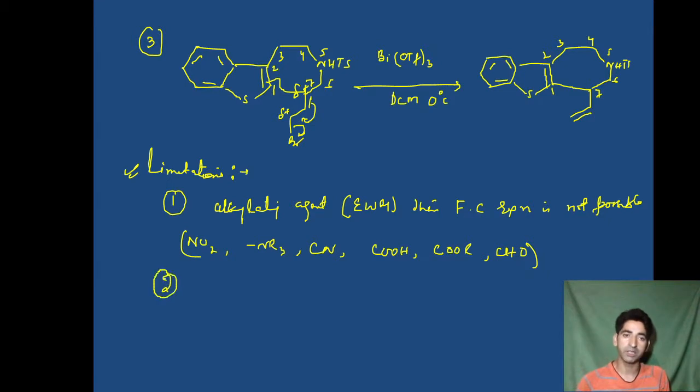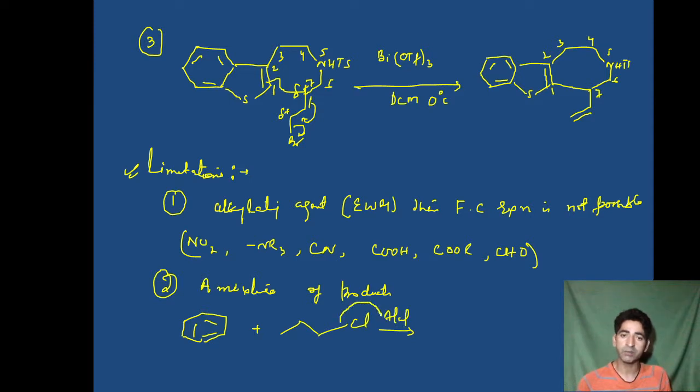The second limitation is that a mixture of products is formed at times. Now, why is a mixture of products formed? You can see over here, this is our substrate, the benzene ring. If I treat it with this type of reagent in presence of AlCl3, what will happen in the first step? It will generate a carbocation. So this is the carbocation.